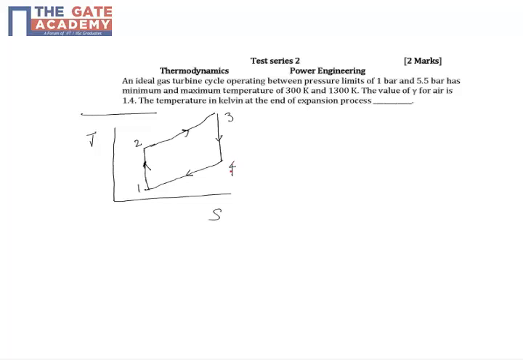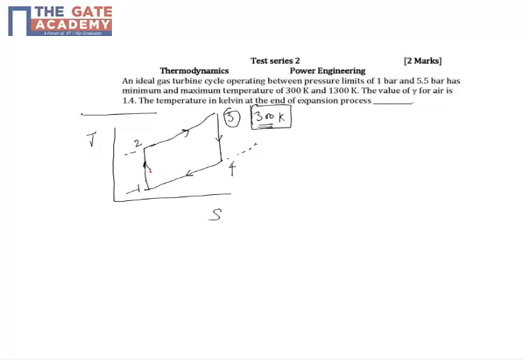Now come to the problem. Now this max temperature is given and that is at 1300. This is because after the combustion, that is isobaric heat addition, the temperature is max. So this is 1300 Kelvin and this is the maximum temperature. And these are actually the constant pressure lines.